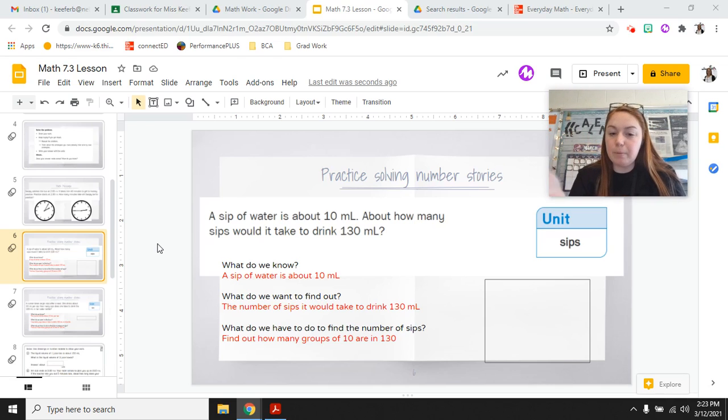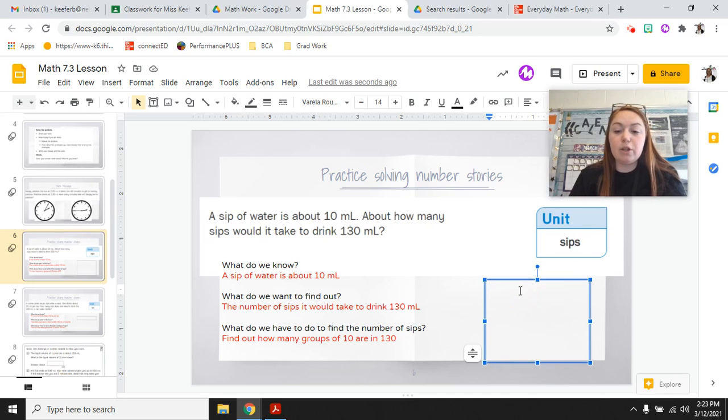So what do we know about the problem? We know that a sip of water is only 10 milliliters. What do we want to find out? How many sips it would take to drink 130 milliliters. So what do we need to do to find out the number of sips? We need to find out how many groups of 10 are in 130. And our unit would be sips. So when we give our final answer, we want to make sure we add sips to the unit. For this one, you're trying to figure out how many times 10 can go into 130.